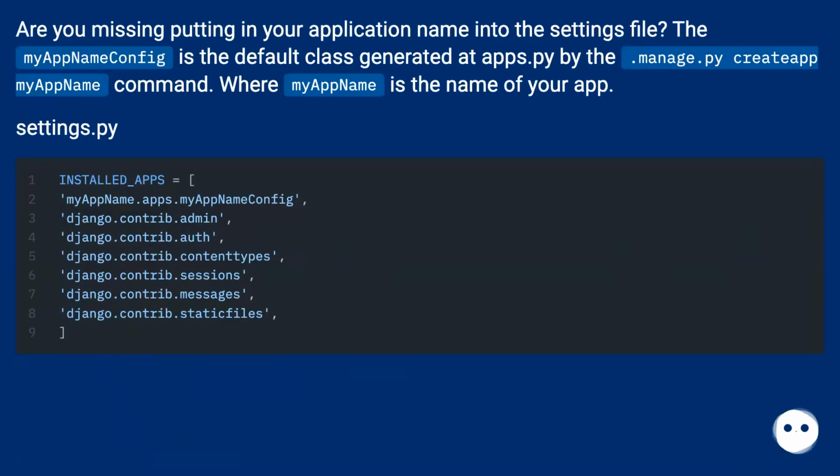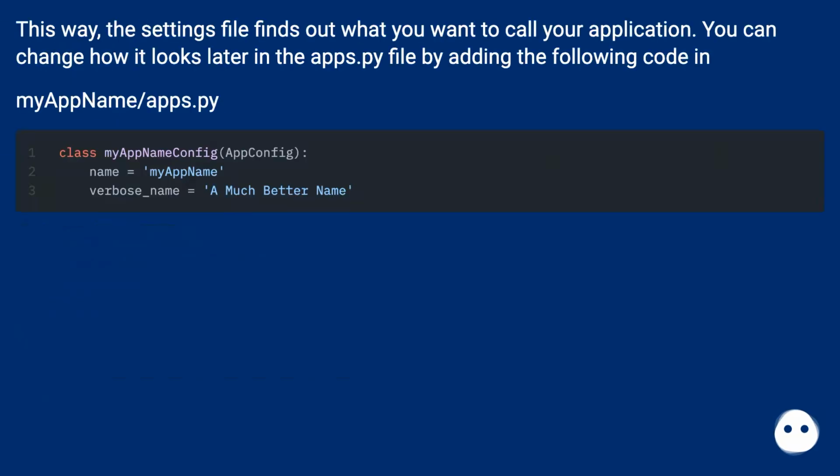Are you missing putting your application name into the settings file? The myappName config is the default class generated in apps.py by the manage.py startapp myappName command, where myappName is the name of your app. Add it to settings.py. This way, the settings file finds out what you want to call your application. You can change how it looks later in myappName/apps.py by adding the following code in.